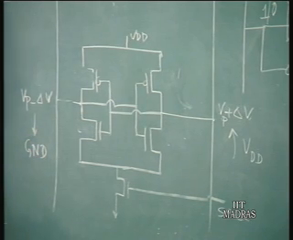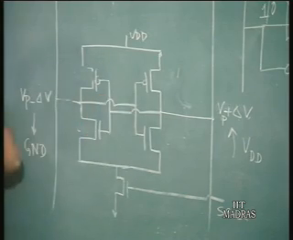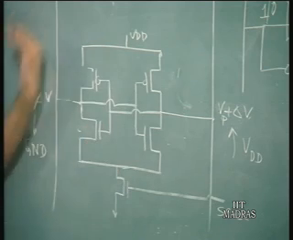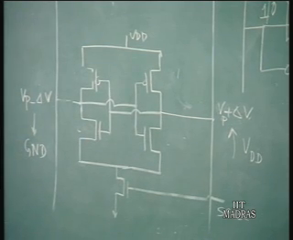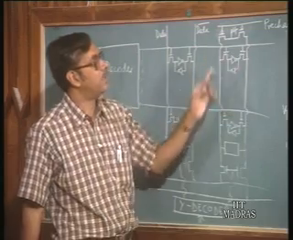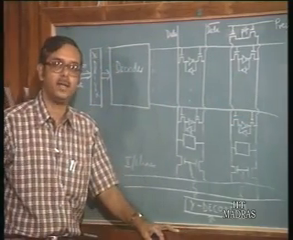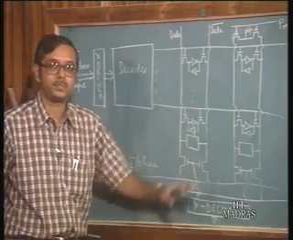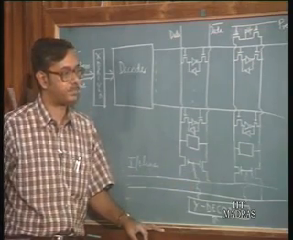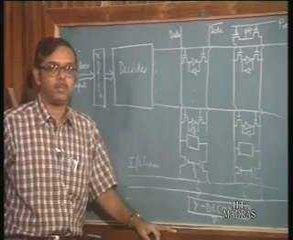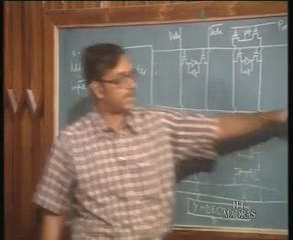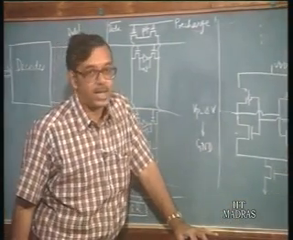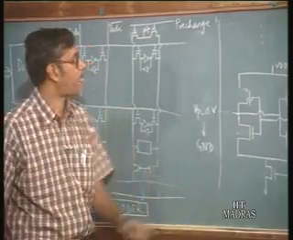Depending on the initial state of the data and data bar lines seen by the sense amplifier, one line is going to go high and the other line is going to go low. So, depending on the information stored in the cell, one line goes high and one line goes low. That is how the sense amplifier is used to speed up the operation of the charging. Since these are big transistors, they can charge or discharge the data lines faster compared to the small transistors.